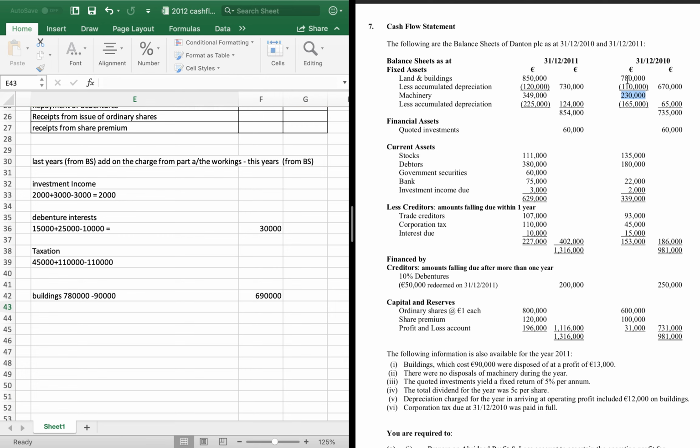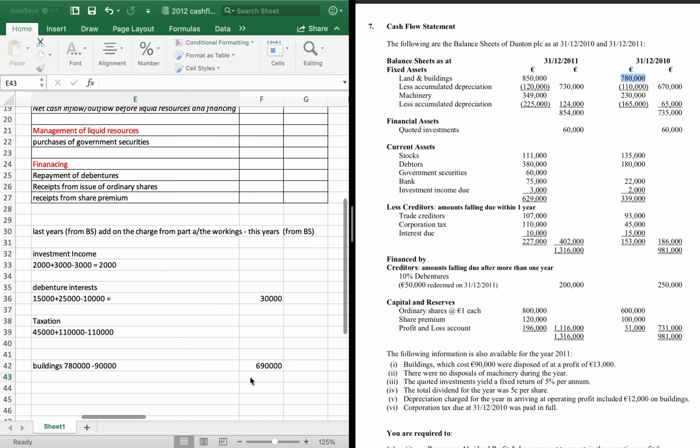So buildings start off at 690. So really, buildings are going from 690 because we've disposed of this 90. So 780 minus 90 is 690. And then they're going from 690 up to 850. So 690 up to 850 is an increase of 160,000.